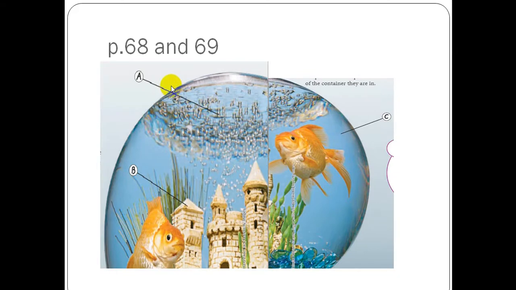In this question, page 68 and 69, here we need to know each state of matter. Here we have B, so B will be for solid. The bubbles here will be for gas. A will be gas, will be liquid. Okay, the water here will be for liquid.